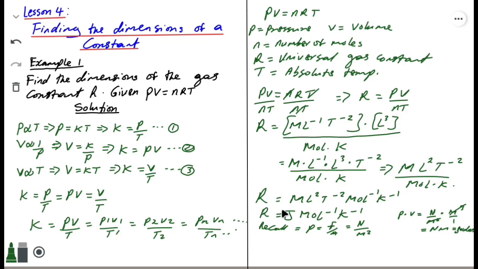Therefore, the dimension of the constant is given to be ML^2 T^-2 per mole per Kelvin. That is the dimension of the constant R. Now let's consider other examples.